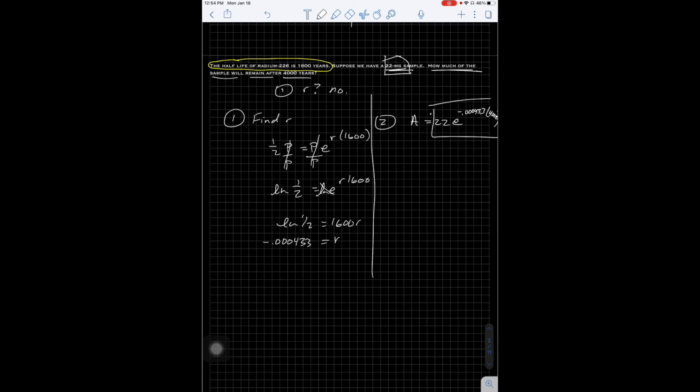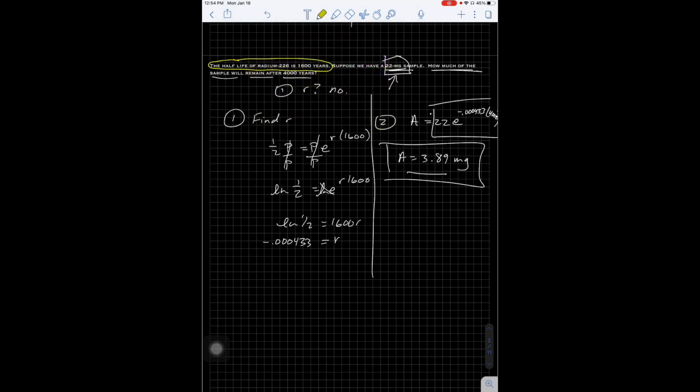So 22 times e to the rate times 4,000 is going to be 3.89 milligrams. Okay, again, that makes sense because I started with 22 and I am decreasing, so I have less. All right, another little helpful check along the way.